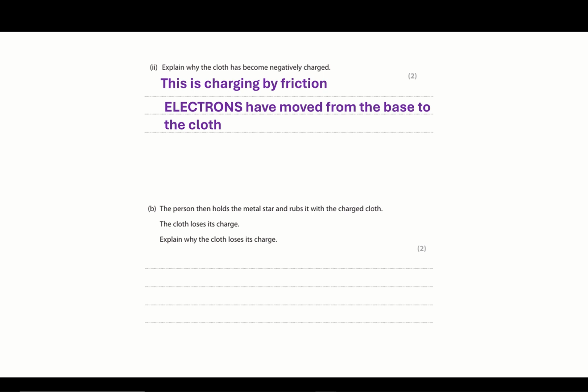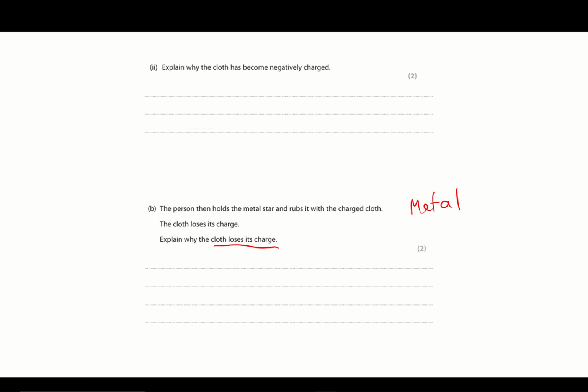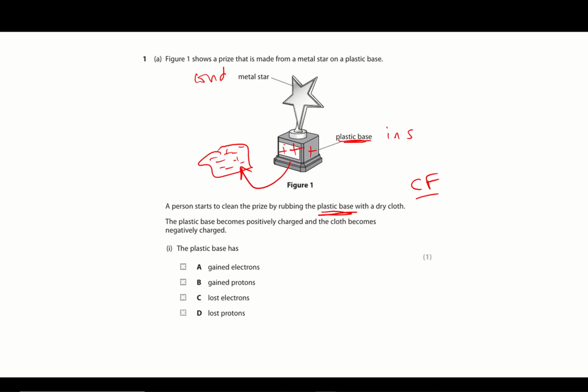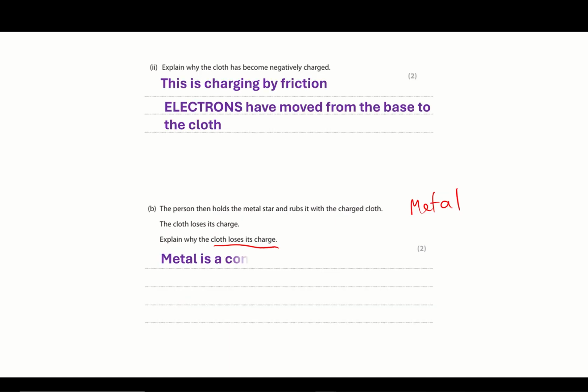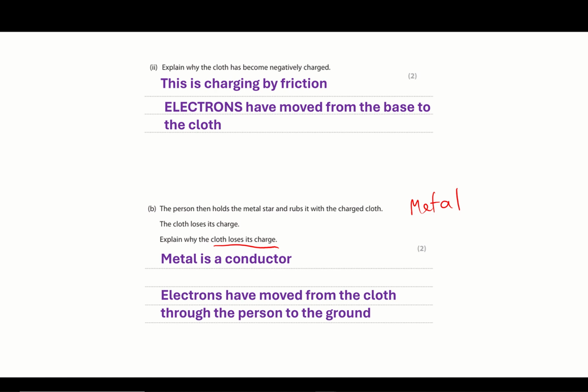Okay, the person then holds the metal star and rubs it with the charged cloth. The cloth loses its charge. Explain why the cloth loses its charge. Well, we know that metal's a conductor. And what we're going to have is the cloth was negative, so the electrons are going to flow through the conductor. So metal is a conductor. Electrons have moved from the cloth, then through the metal, through the base, and to the person, to the ground, and then they've lost their charge.